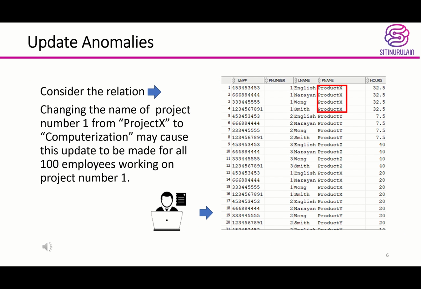This is an example of the situation that happens in update anomalies. Consider the relation as shown in the slide. Changing the name of project number 1 from projects to computerization may cause this update to be made for all 100 employees working on project number 1.